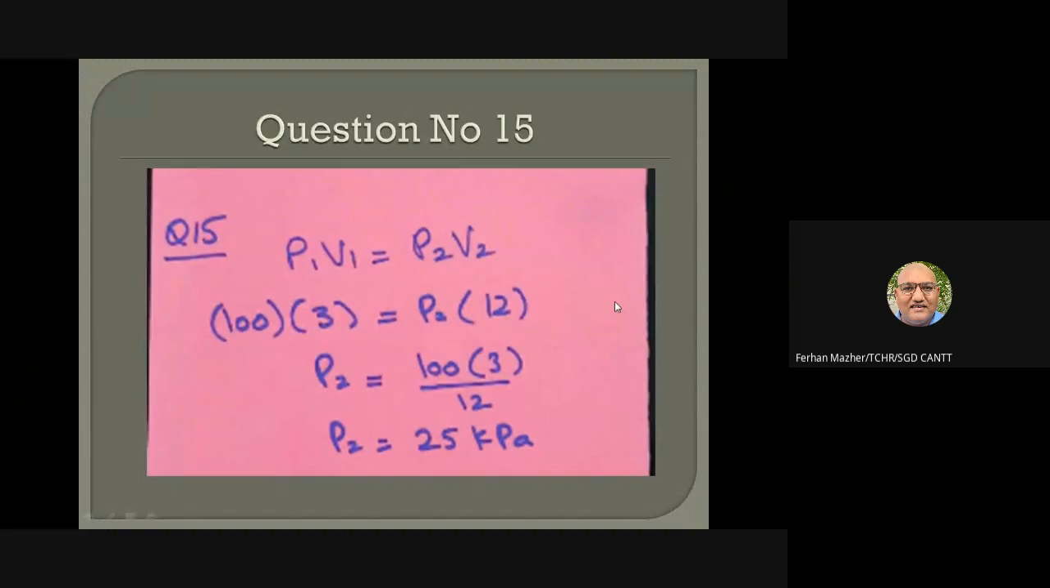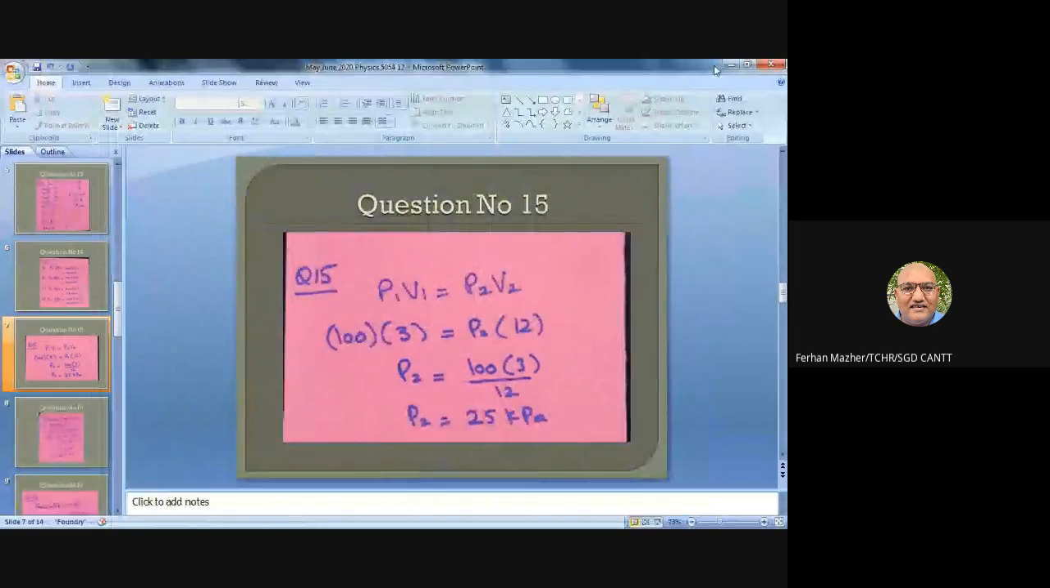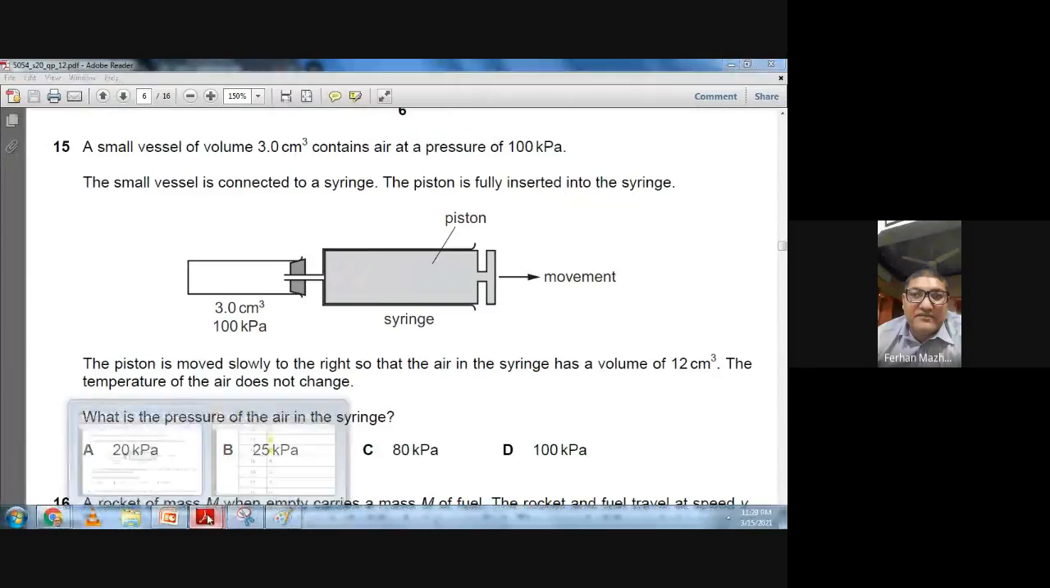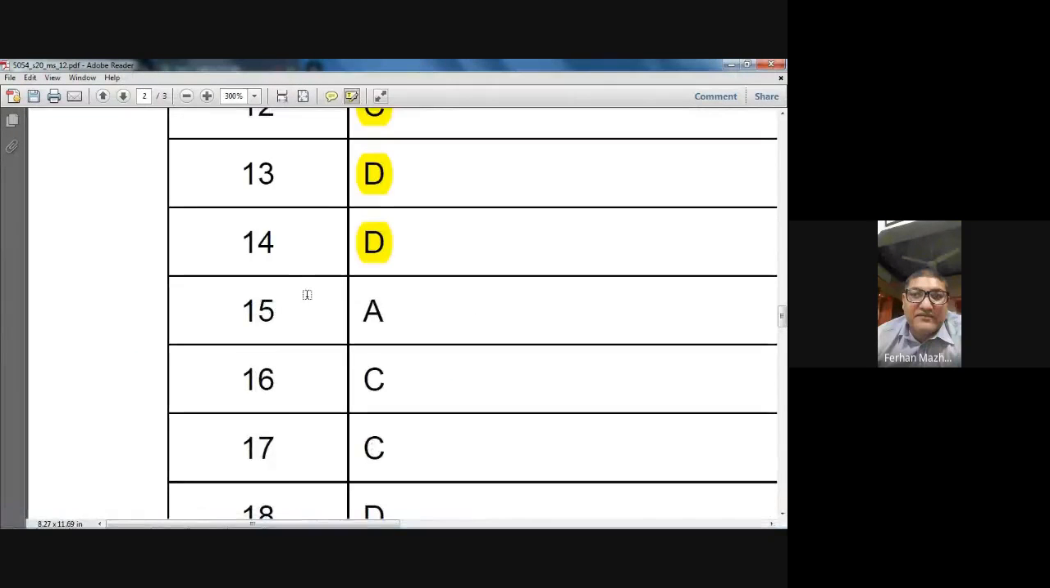So P1 V1 equals P2 V2, and I know P1 is 100 multiply 3 equals P2 times V2. V2 is 12, so I will make P2 the subject of the formula, and it will be 100 multiply 3 divided by 12. The answer is 25 kilopascal. 25 kilopascal is B. So question number 15, B is the right option.